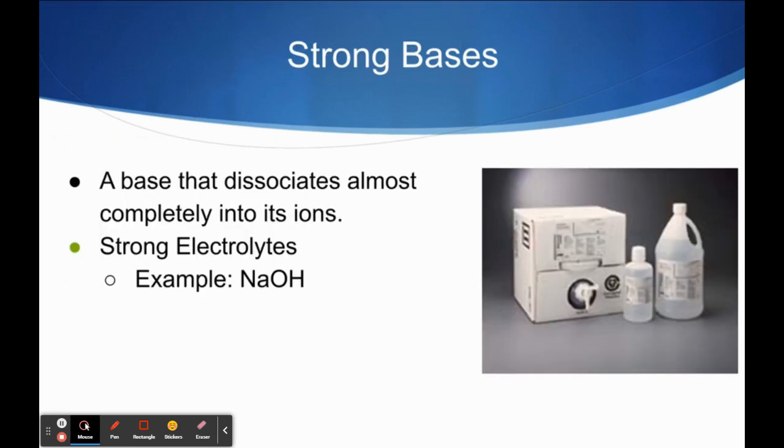Strong bases are similar to strong acids in that a base will completely dissociate into its ions. So our example is NaOH, so that is a strong base. When you dissolve that in water, it will almost completely break up into Na+ and OH- ions. Strong bases, because of this, are also strong electrolytes, which means they will conduct electricity very well.